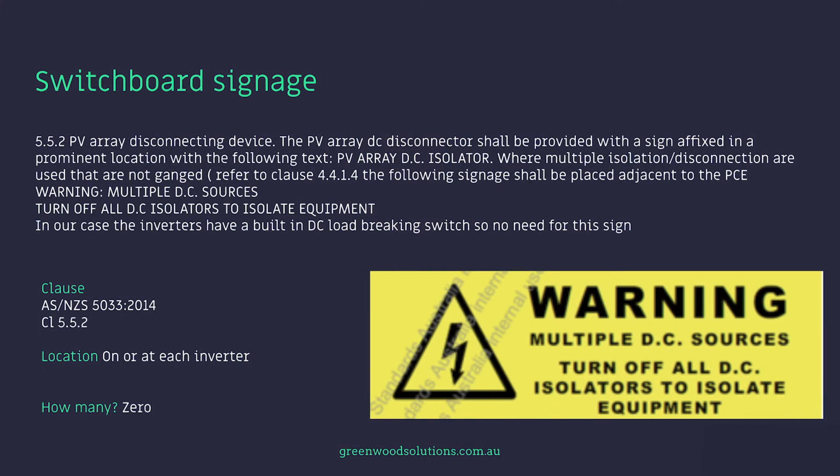Warning, multiple DC sources, turn off all DC isolators to isolate equipment. 5033 is the standard, clause 5.5.2, location on or each inverter. In our case, we have 0. The reason why we have it 0 in this situation is, in our case, the inverters have a built-in DC load breaking switch, so we don't need this sign.